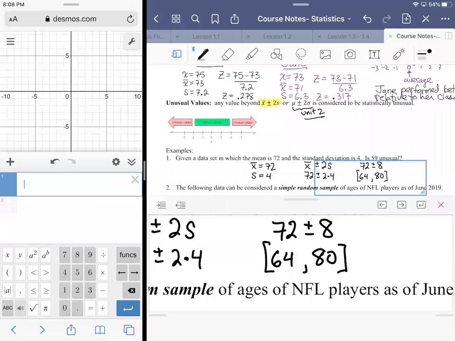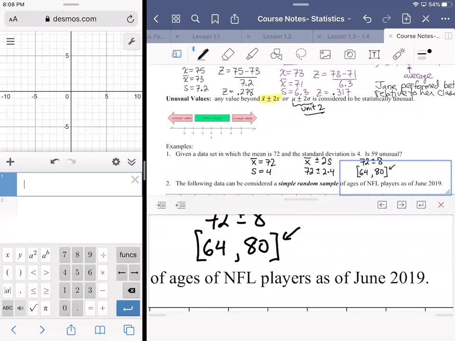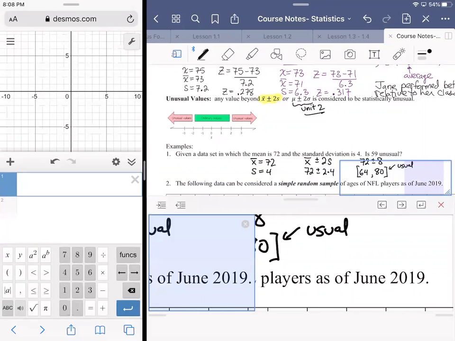These are the usual suspects. So the usual values. You could also call it the ordinary values.